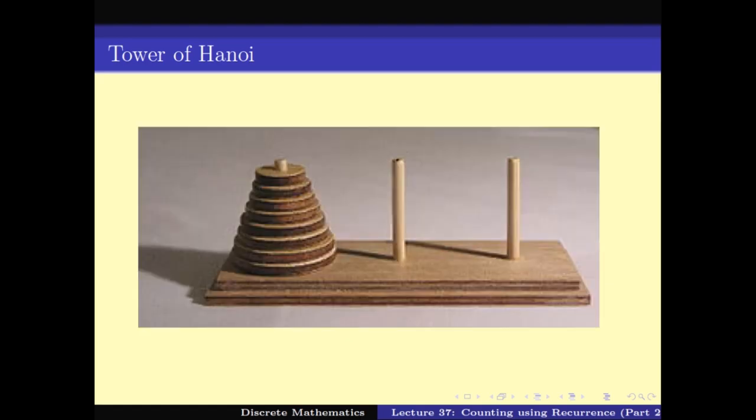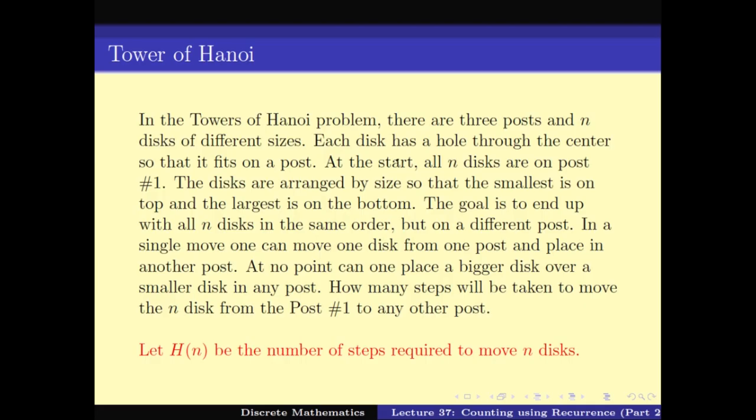So this is the typical picture of the Tower of Hanoi. It's like the game that kids play, but you cannot place a bigger disk on top of a smaller disk on any of the poles. So the question is, how many ways can you make the move?